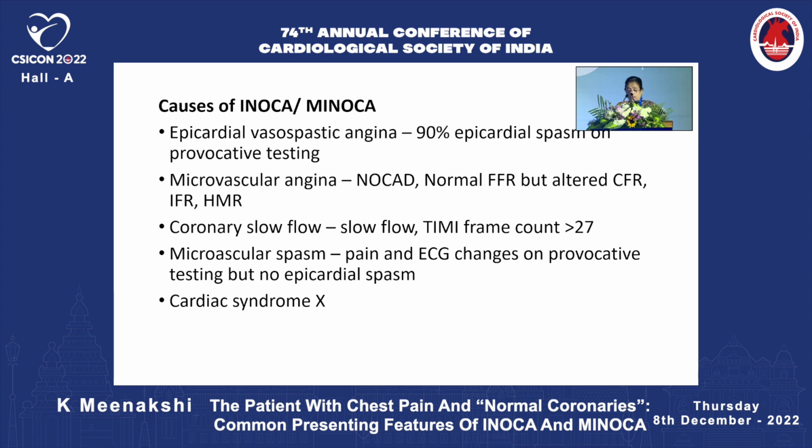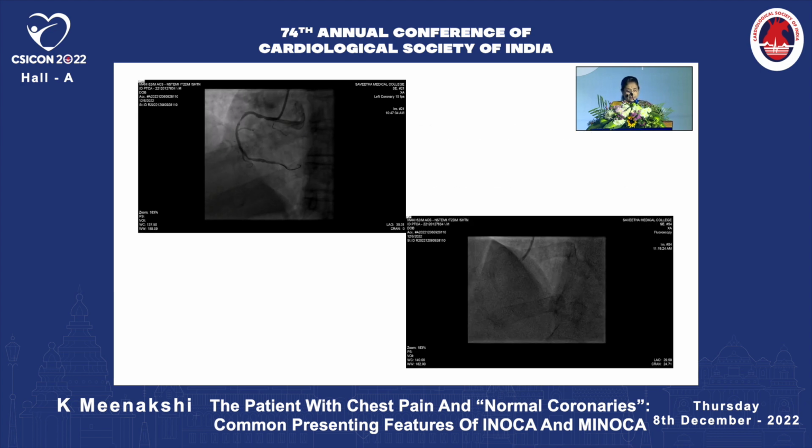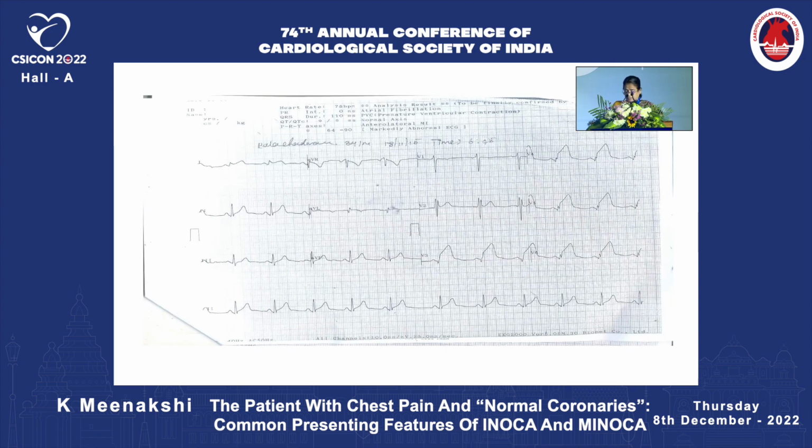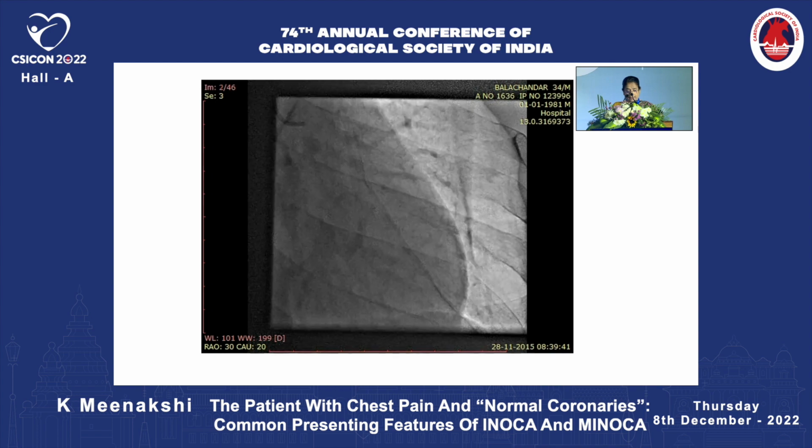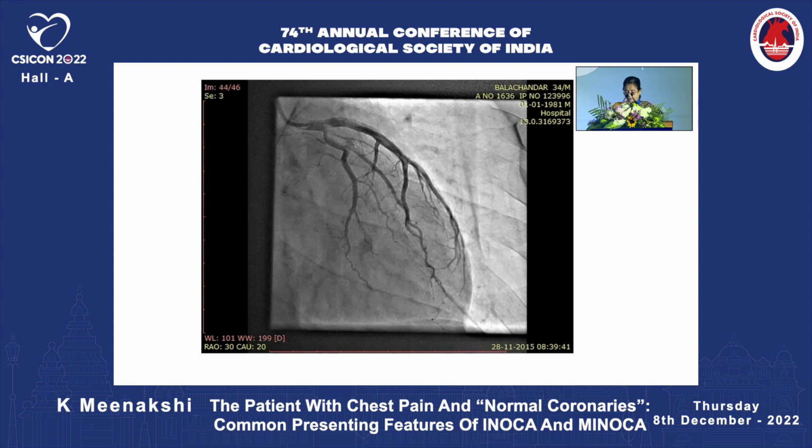And the causes of INOCA, the previous speaker has also already said: epicardial and microvascular vasospasm, microvascular angina, coronary slow flow, cardiac syndrome X. Now that term is no longer used because the European Society of Cardiology says that INOCA is a better term. This is a patient who had a PTCA and then developed a spasm. And you can see the second slide which shows that the spasm has been relieved. This is a patient with infarction and then he had coronary slow flow.